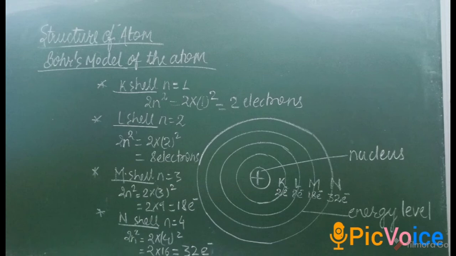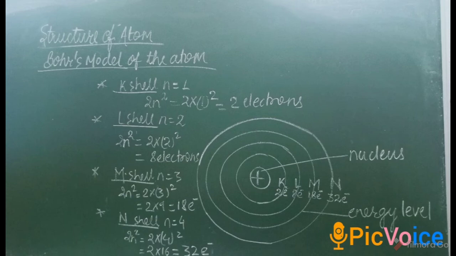This means the total number of electrons in the K shell is 2 electrons. Now for the second energy level or L shell, where n is equal to 2, the maximum number of electrons is 2n², so 2 into 2² is equal to 8 electrons. So a total of 8 electrons are present in the L shell.